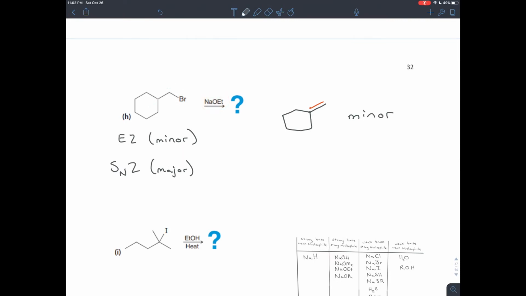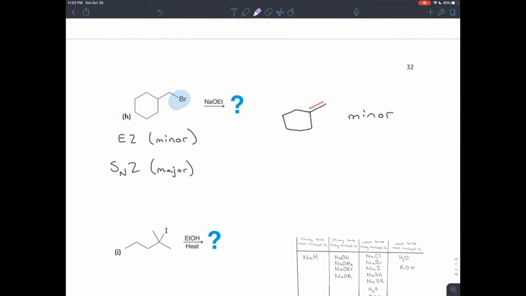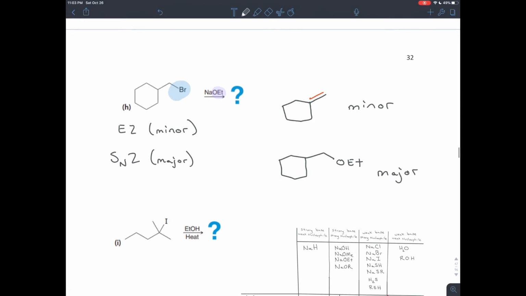How about the substitution product? Well, in that case, we're going to draw the same molecule, but instead of the bromine, instead of our leaving group, we're going to attach our nucleophile, which was the OEt. So we'll have that same carbon chain, but then we'll have OEt instead of the bromine. And so that would be our major product.